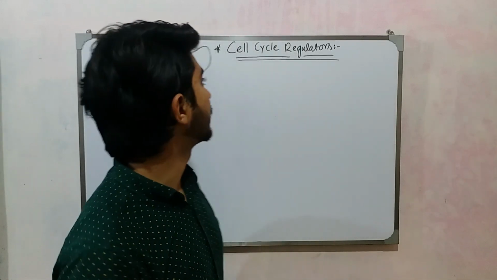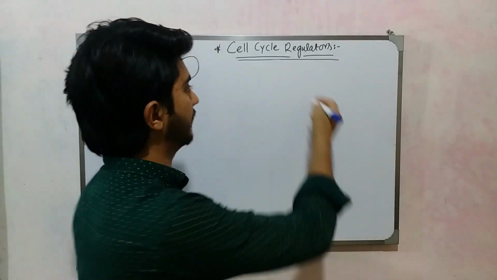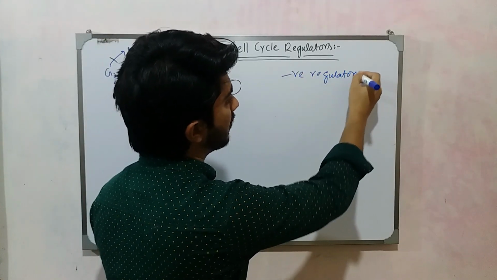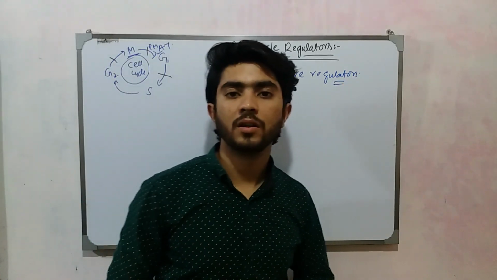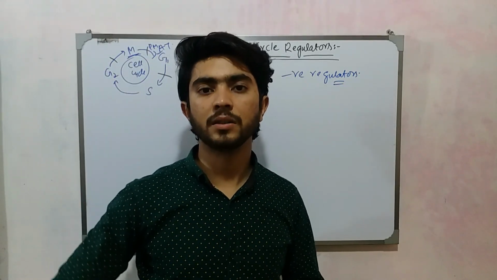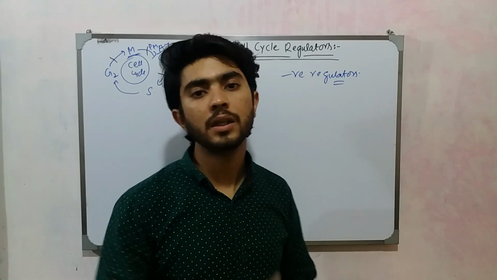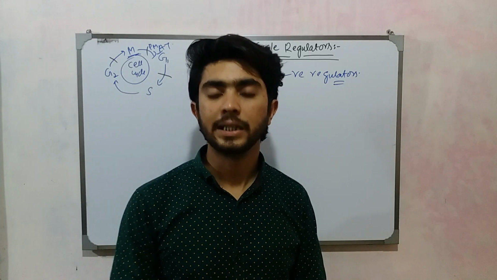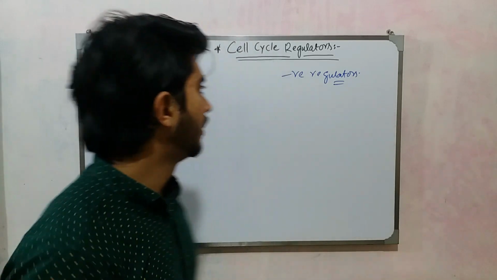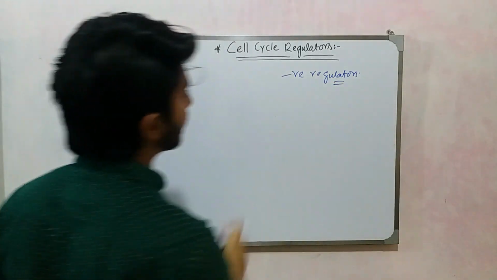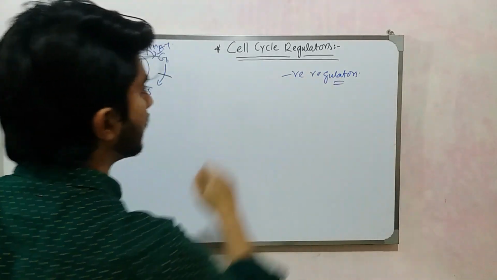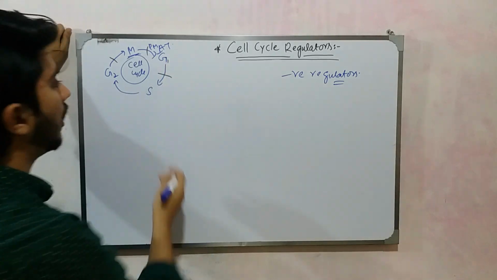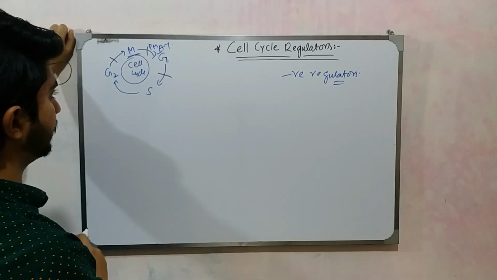In this video, I'm going to talk about the negative regulators. In the previous video, we talked about the positive regulators and their functioning. In this topic, I'm going to talk about the functioning and the different kinds of negative regulators in detail. Let's talk firstly about how they affect the cell cycle.